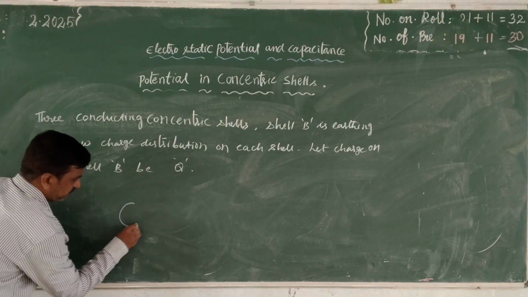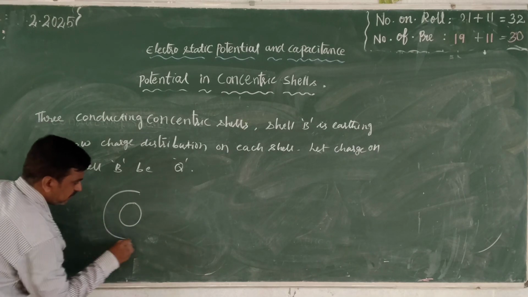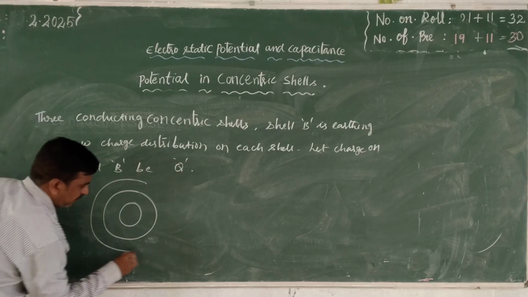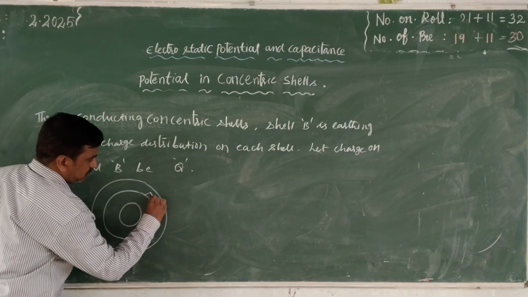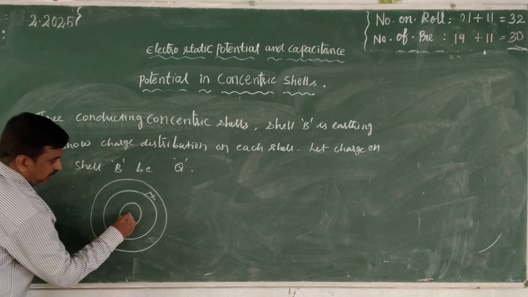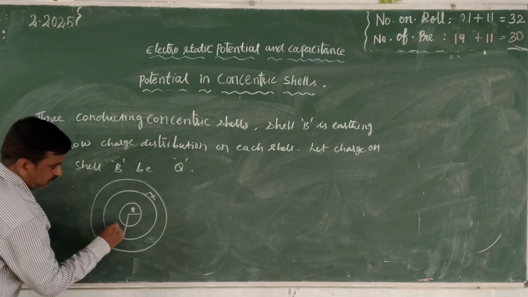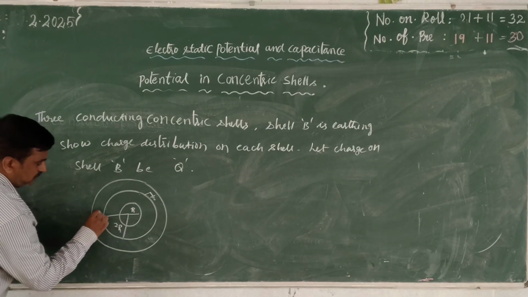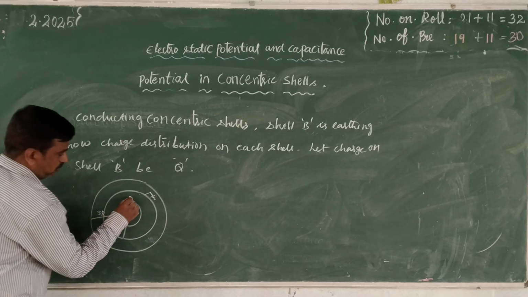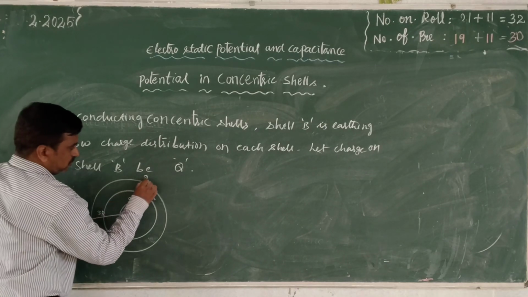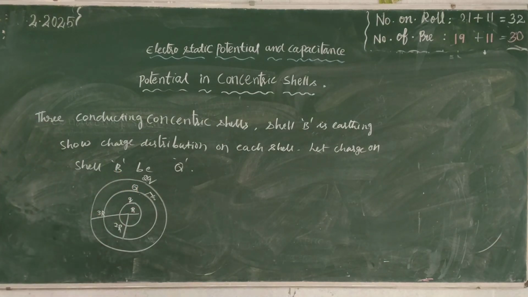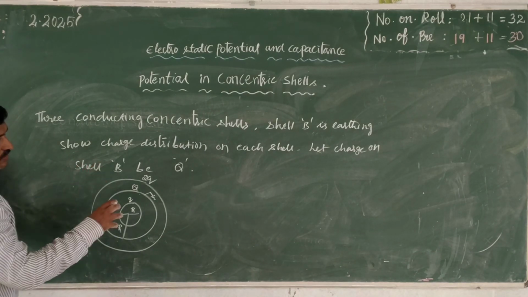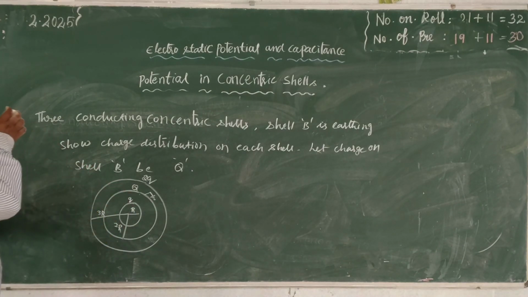It is the first shell, the second shell, the third shell. Shell B is earthed. The radii are r, 2r, and 3r. The charges are q, 2q, and capital Q. So these are three conducting concentric shells, and shell B is earthed. Show the charge distribution on each shell.